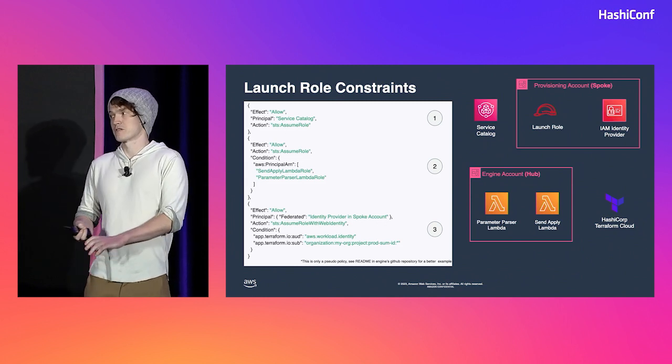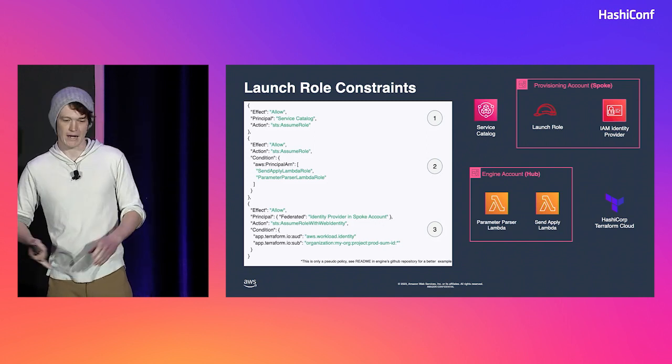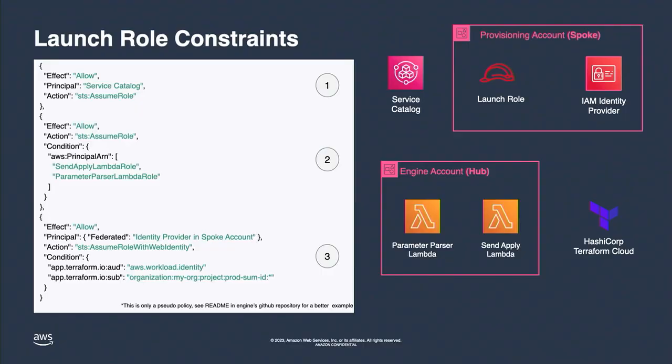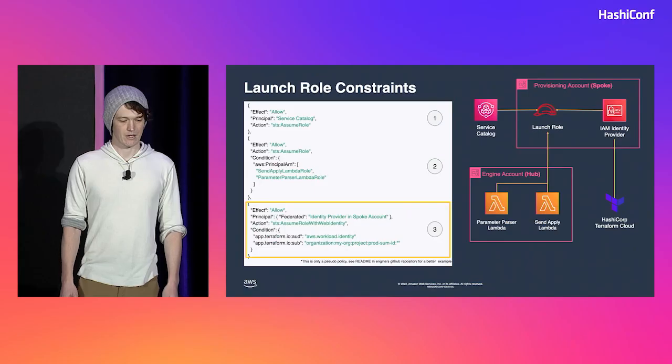It also needs, of course, the permissions necessary to actually provision your product. So if you give an EC2 instance, it's going to need EC2 access. And then also, it's going to need to be assumed by 3 distinct entities. The first being Service Catalog itself. And then also the lambdas. 2 of the lambdas inside the engine need to assume this role as well. And then finally, the IAM identity provider.